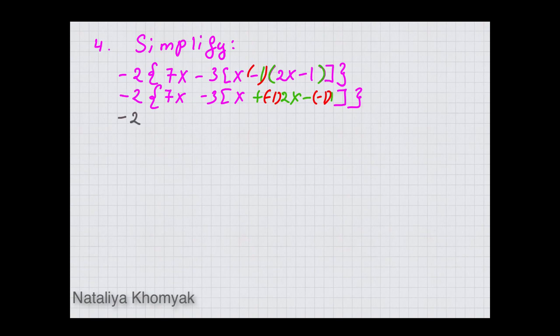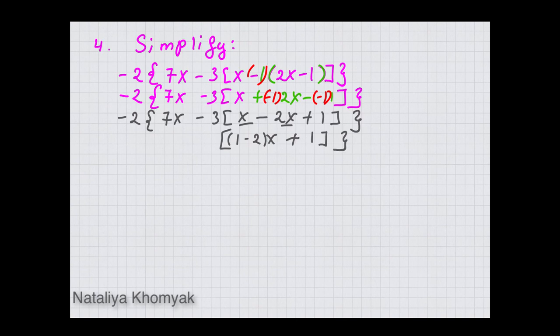So we have negative 2, 7x minus 3x. Positive times negative, negative 1 times 2, negative 2x. Negative times negative, positive 1. Close the parentheses. We still have like terms here. So it's x times 1 minus 2. Keep everything else as is. 1 minus 2 gives us negative 1x plus 1. We just did simplifying for the first distribution.